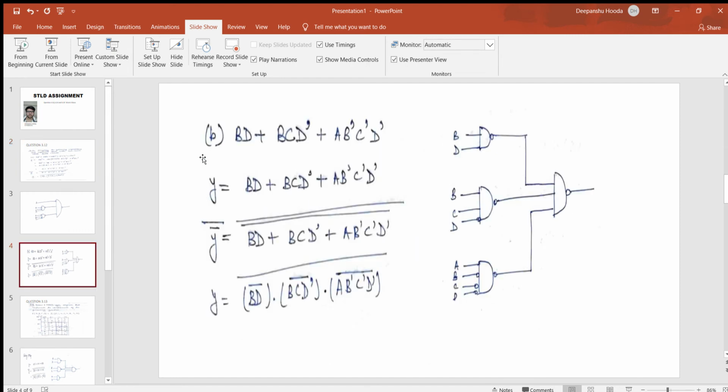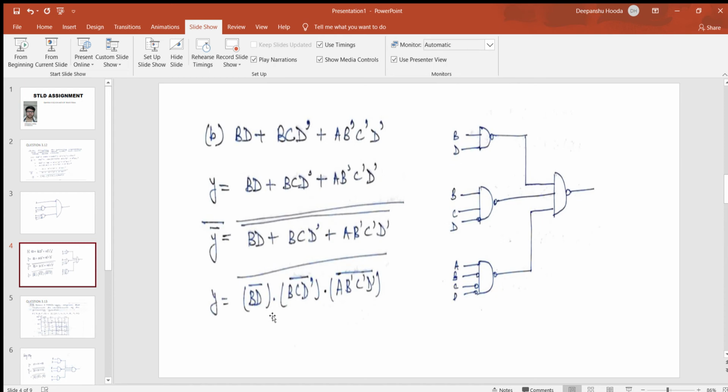This is the B part of this very question. So it is BD + BCD' + AB'C'D'. This expression cannot be simplified any further. So we will just use the involution law here, just like we used in the last question. This gives us this expression, and again using De Morgan's theorem, we can convert this expression into this expression, and we have the diagram right here.